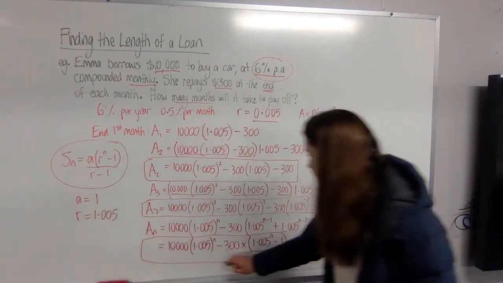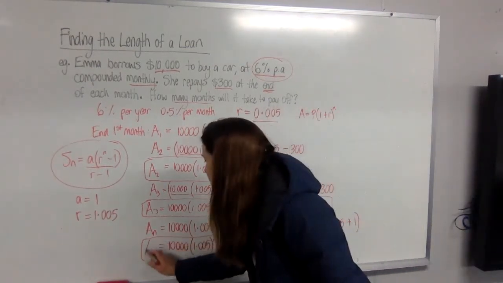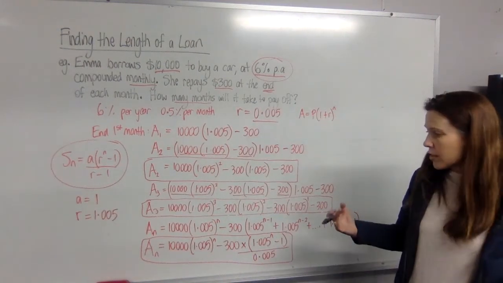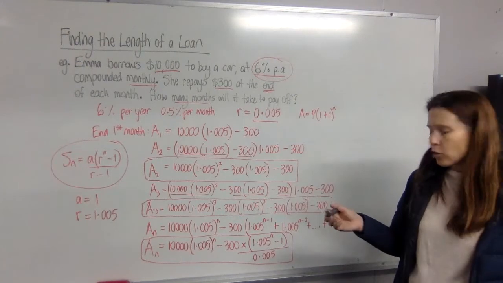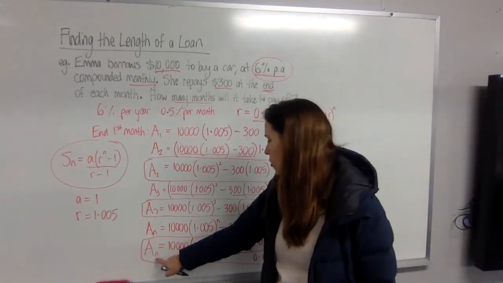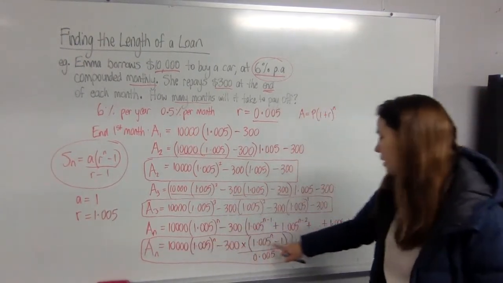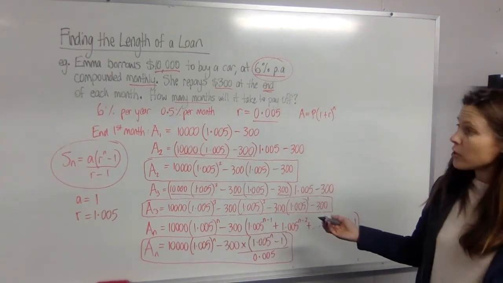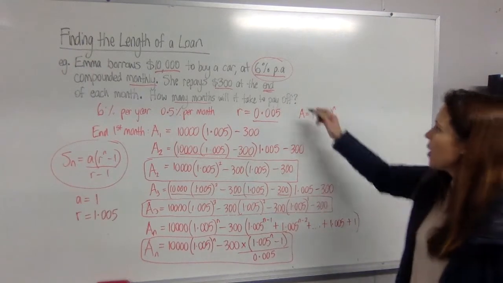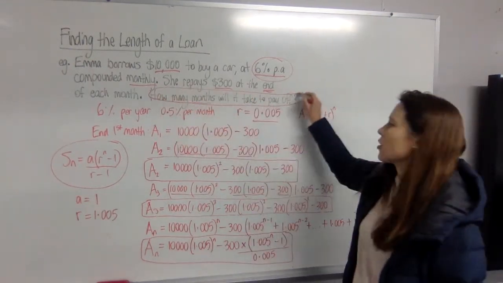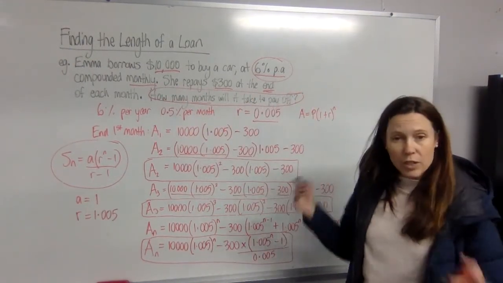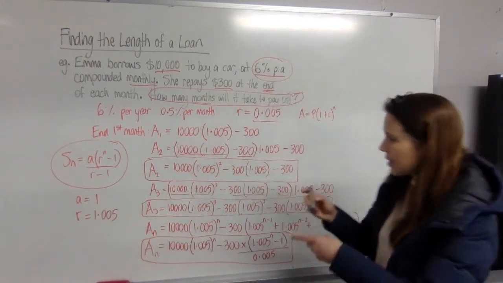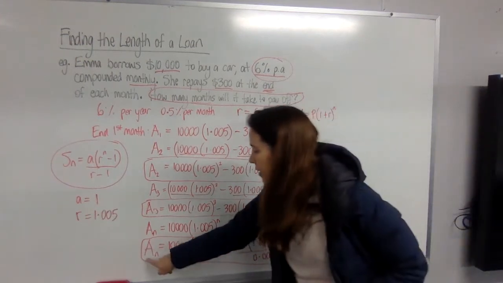It will tell me the amount of money that Emma owes after any number of months that I want to investigate. So if she says, how much am I going to owe after 12 months? I could just put a 12 where the N is in my calculator. Now, I don't want to know how much she owes after 12 months. I want to know how long it's going to take her to pay this off. When she's paid it off, the amount owing is going to be 0. So my next step is to actually let AN equal 0.